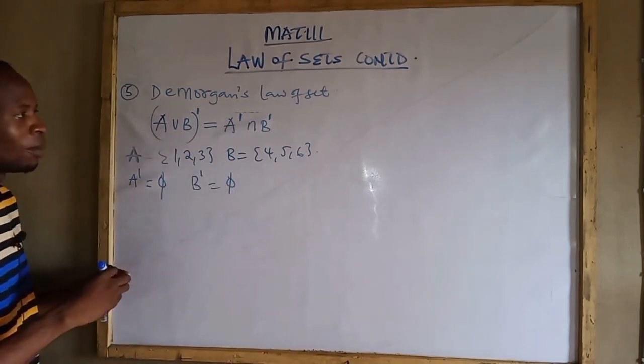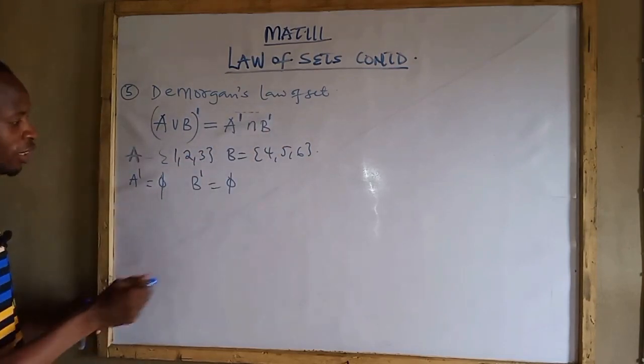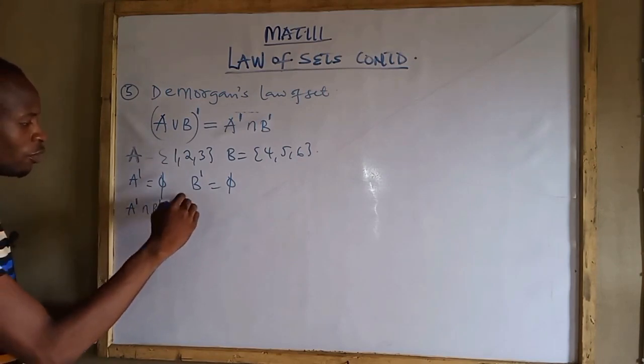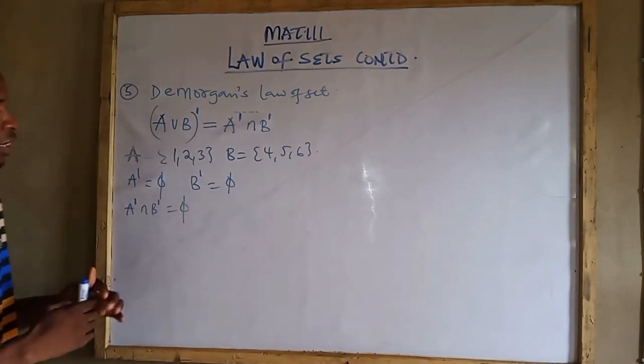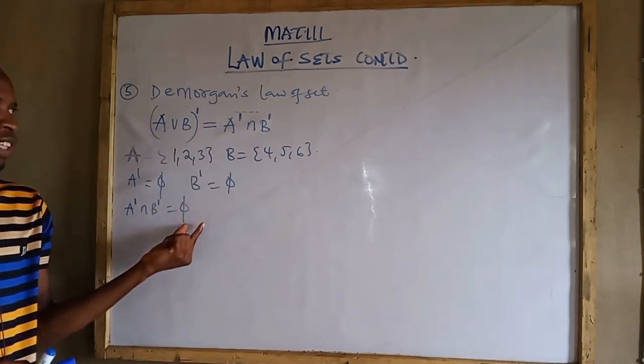Empty. So that means we combine A complement and B complement together. This becomes A complement intersection B complement, which will also give what? Empty. So you can see this side is giving us empty. So let us see if this side is also going to give us the same empty as this.